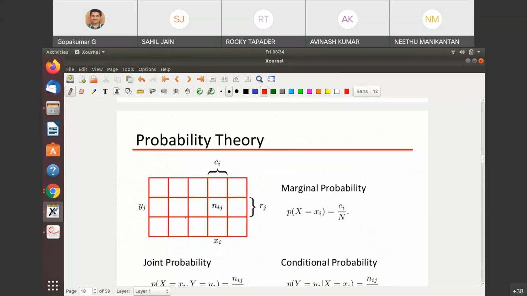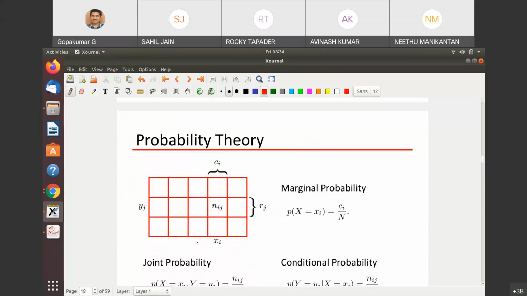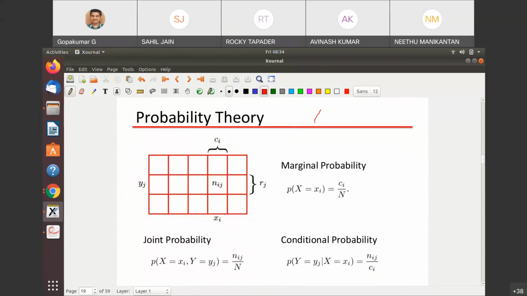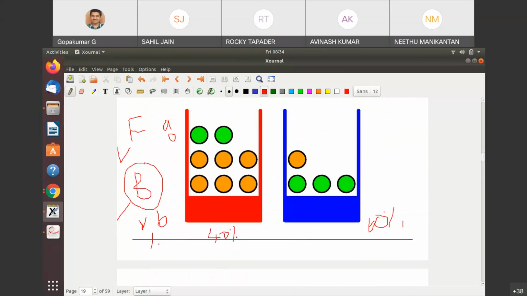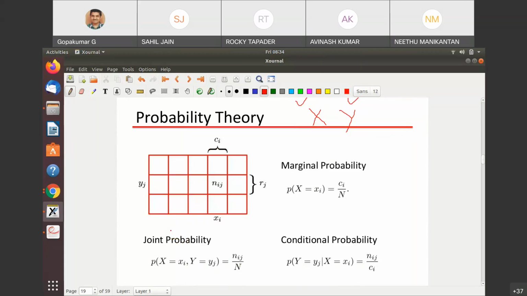Now, in this case, suppose we generally define x and y as two random variables. So x can be b and y can be f, or whatever. In order to define the general rules of probability, suppose we have two variables x and y, where x takes a set of values.